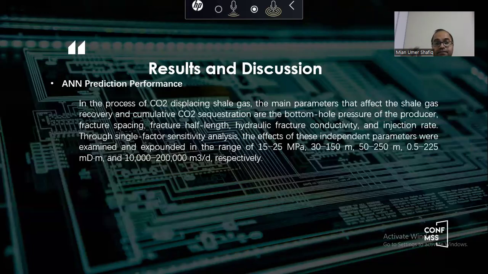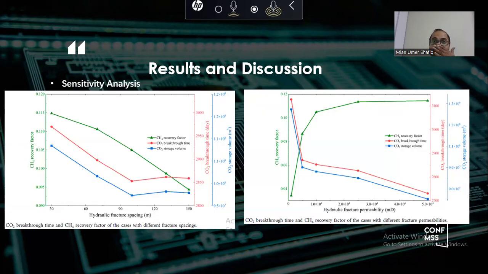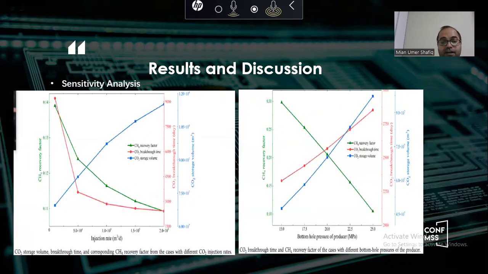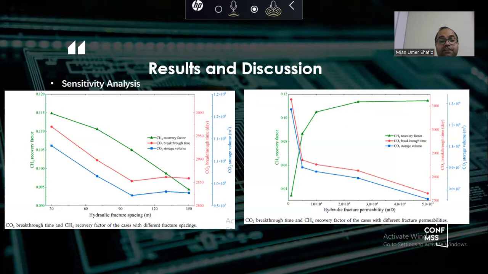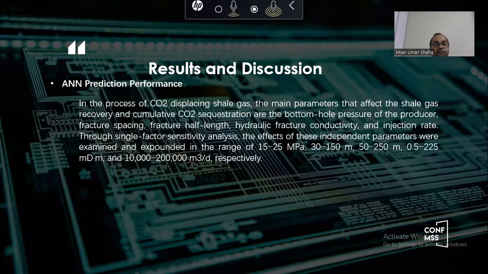And the next figure, these are the analyses. They show the breakthrough time, the recovery factor, and the CO2 storage with different factors, especially injection rate, bottom hole pressure, hydraulic fracture spacing, and hydraulic fracture permeability. Now we come to the prediction performance.